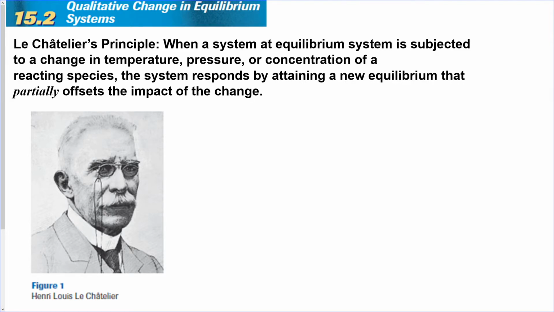When a system at equilibrium is subjected to a change in temperature, pressure, or concentration of a reacting species, the system responds by attaining a new equilibrium that partially offsets the impact of the change. That seems like a lot to take in, and there is a little mistake there, grammatically. Informationally, it's fine.